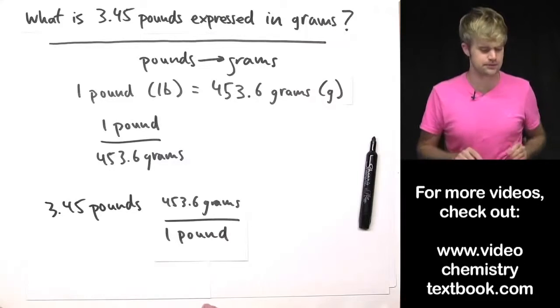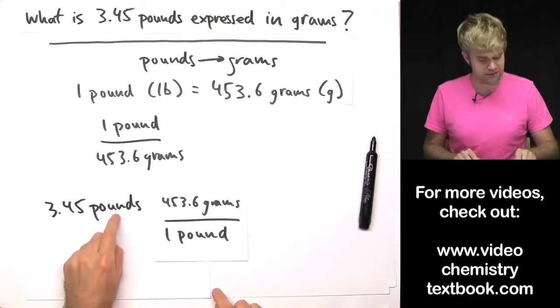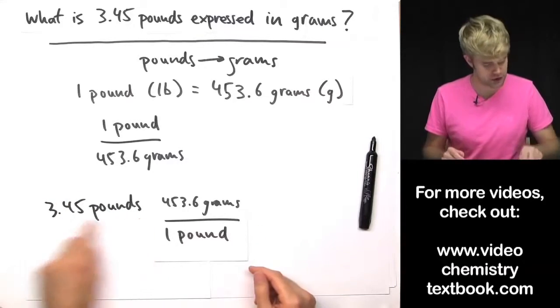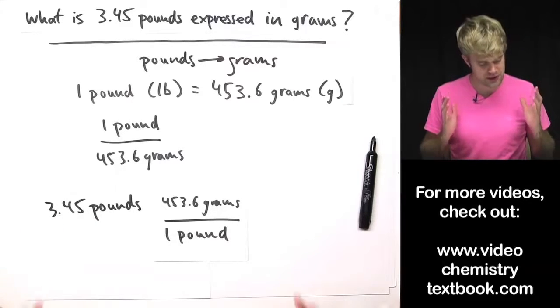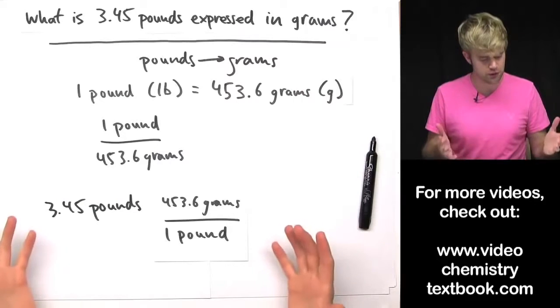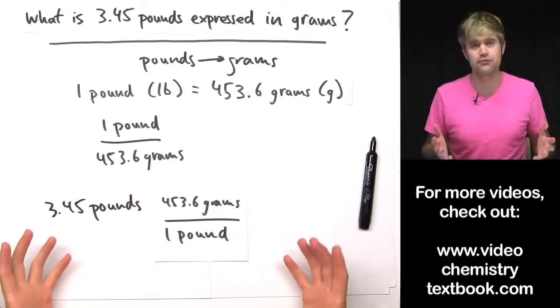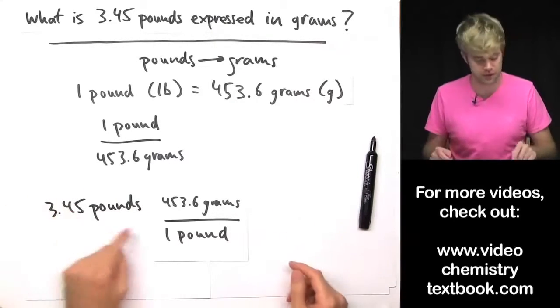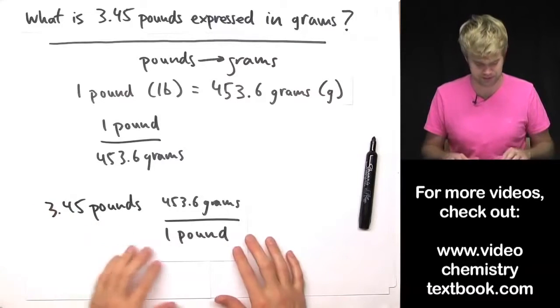Let me tell you what that means. So 3.45 pounds, that's not part of a fraction, right? There's no fraction line here. And so if something does not have the bottom of a fraction, you just assume that it is the top of a fraction. It's the same as it being on the top of a fraction if it doesn't have a bottom. That's what I mean.